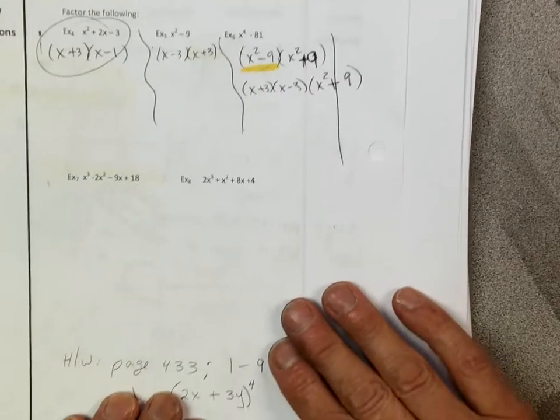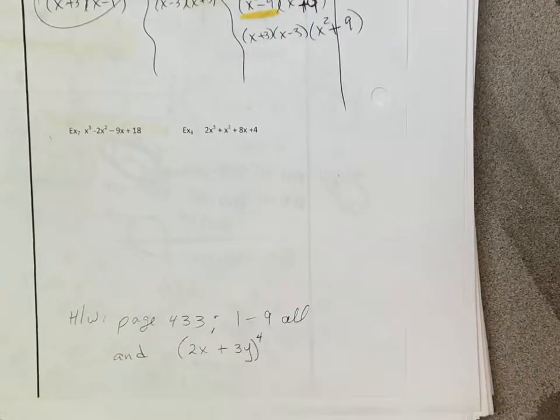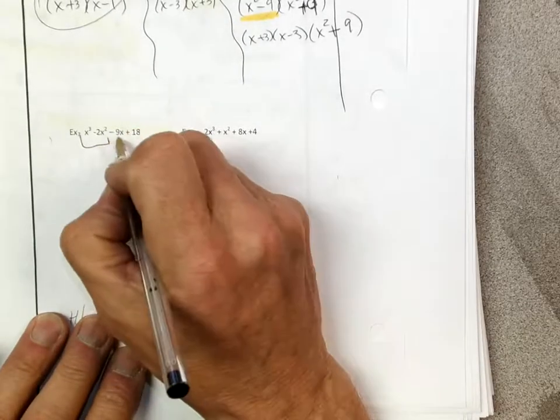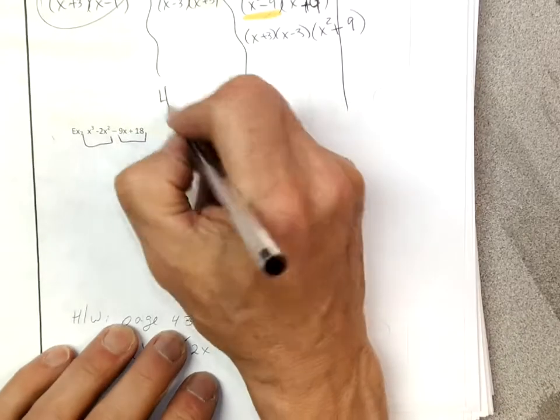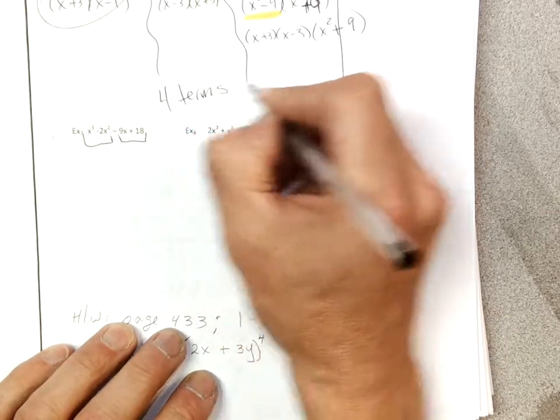Number 7. Okay, everybody watch. 4 terms, group them. 4 terms, what are we going to do? Group them! So how do we group them? Well, we put these 2 in one group, and we put these 2 in one group. We group them. 4 terms, so we're going to do grouping.